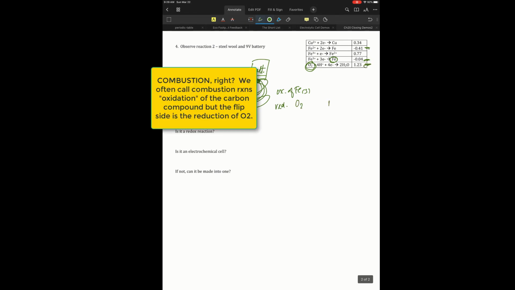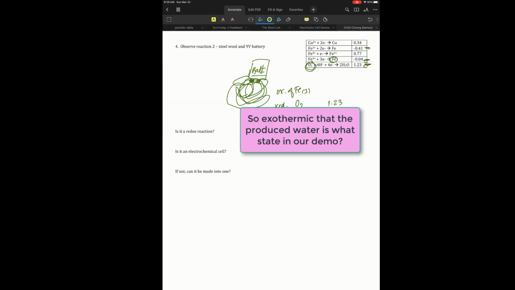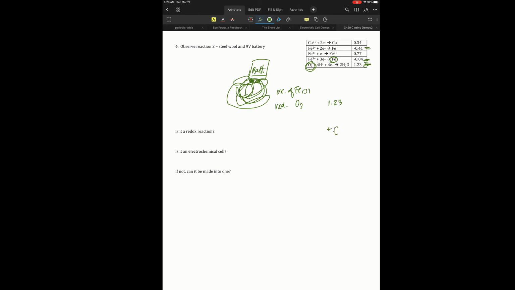Now if we look, this is plus 1.23. This definitely has a positive E0 value, which means if we do delta G equals negative nFE, it is thermodynamically favorable. So redox, yes, clearly. Is it an electrochemical cell? No, not as it is set up. But could it be made into one?